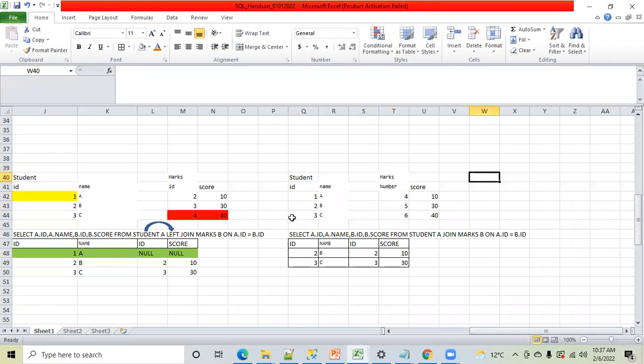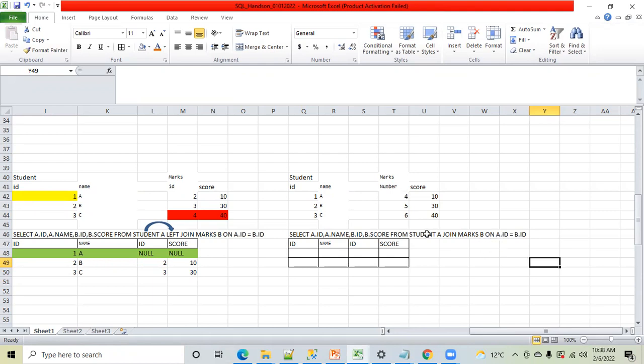Okay, see, I'm using this query. Now tell me what will be the output? No data. Why? There are no matching records. Student.id does not equal marks.id. You're writing b.id. Is this clear, will everyone?